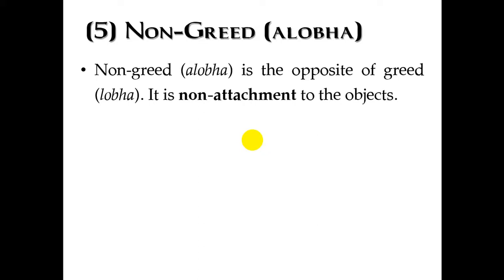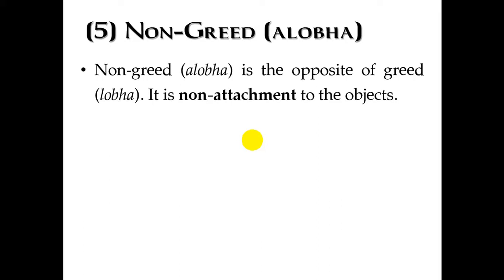So if you understand lobha, you understand alobha, because they are opposite, right? It is non-attachment to the objects. Here, normally we always use the word object, right? Actually, in Pali it is aramana. Aramana is something our mind enjoys. Normally, our mind enjoys seeing people, right? Enjoys seeing things. So the object in Pali is aramana, something that our mind enjoys, right? So here, non-greed is non-attachment to the object.